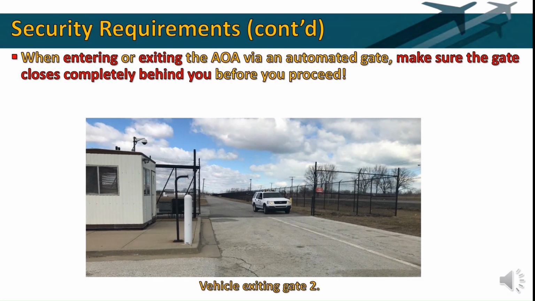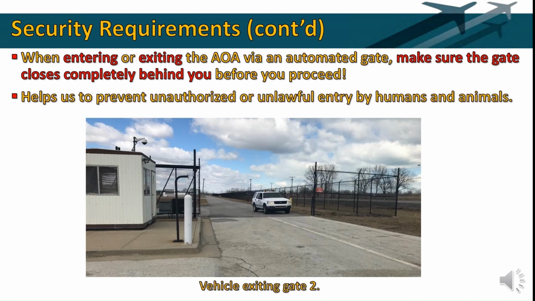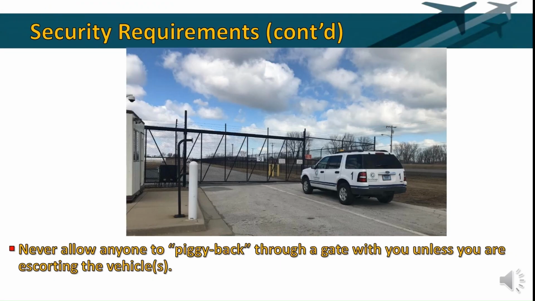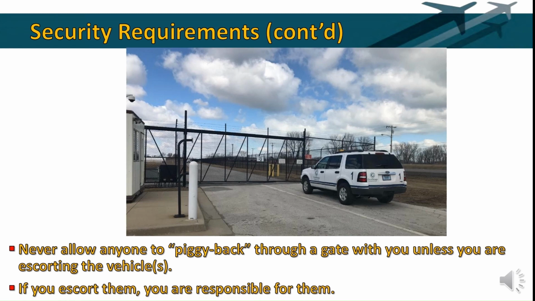Security requirements. When entering or exiting the AOA via an automatic gate, make sure the gate closes completely behind you before you proceed. It helps us to prevent unauthorized or unlawful entry by humans and animals. Never allow anyone to piggyback through a gate with you unless you are escorting them. If you escort them, you are responsible for them.